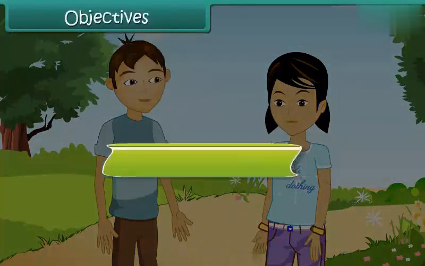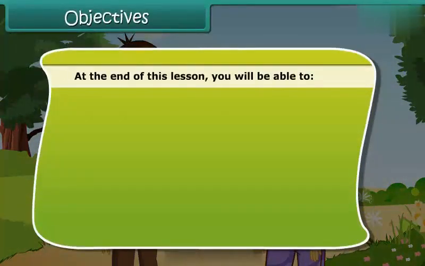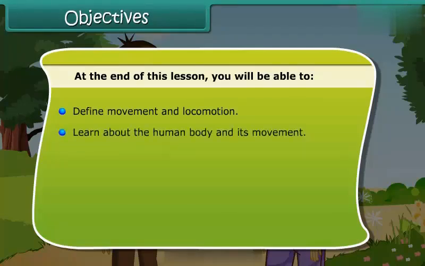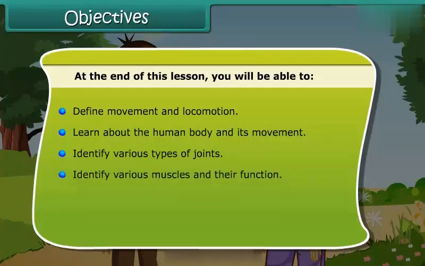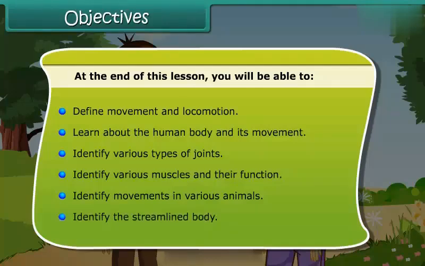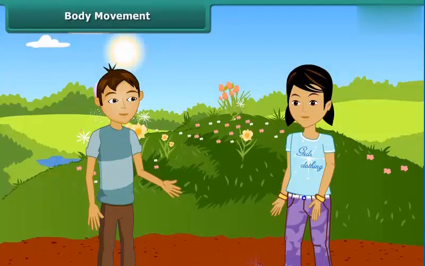Objectives. At the end of this lesson, you will be able to define movement and locomotion, learn about the human body and its movement, identify various types of joints, identify various muscles and their function, identify movements in various animals, and identify the streamlined body.